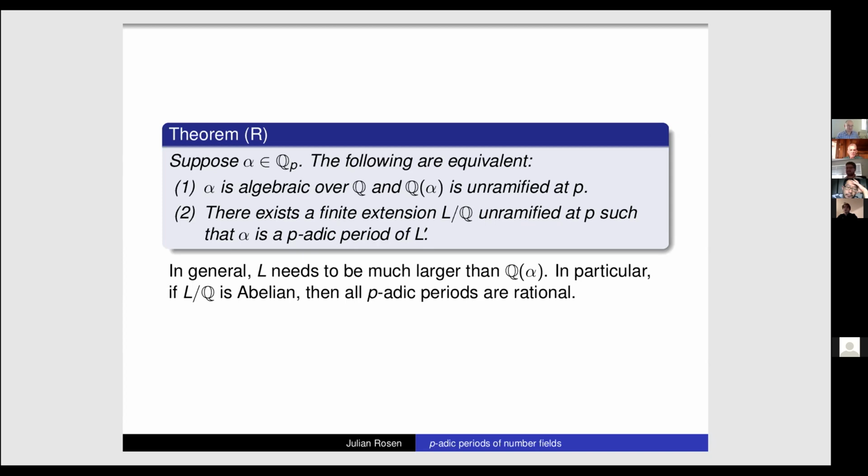The proof actually is maybe more difficult than it seems. You can't just take L to be Q(alpha). In general, given an alpha, you need to take L to be a much larger extension. One way to see this is for abelian extensions. The p-adic Frobenius, you don't need to extend scalars to Q_p to get it. It's already defined. There's already a well-defined automorphism of the field itself. That is the p-adic Frobenius. And so all of the p-adic periods are rational if you started with an abelian extension. So if you take something as simple as a p-adic quadratic number, you already have to look for a non-abelian extension in order to find that number as a p-adic period.